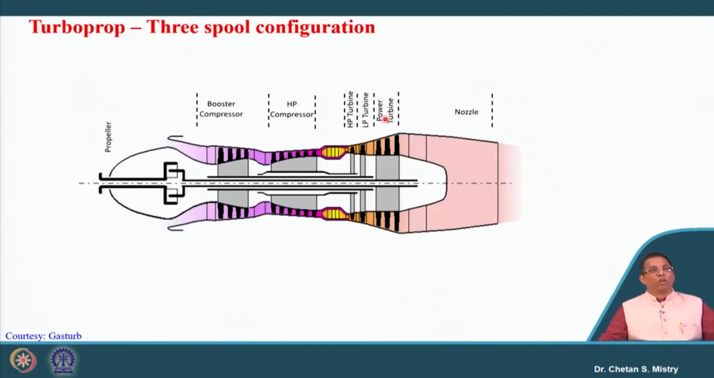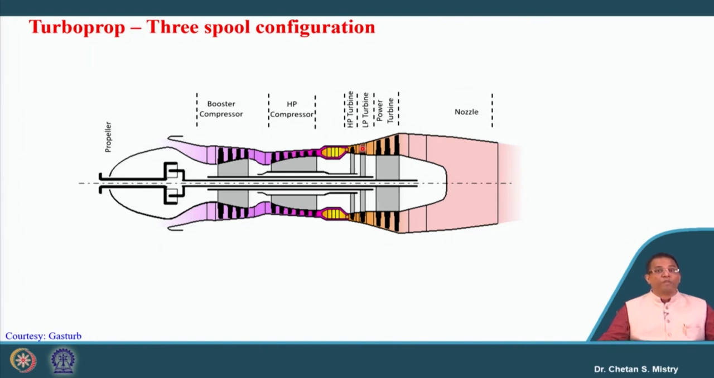Okay. Now, let's look here. If we look carefully, in this case a three-spool configuration is also possible. What we mean by three-spool configuration is, here we have the HP turbine, which will be rotating my HP compressor. We will also have the LP turbine. Sometimes people say IP turbine, where IP turbine means intermediate pressure turbine.